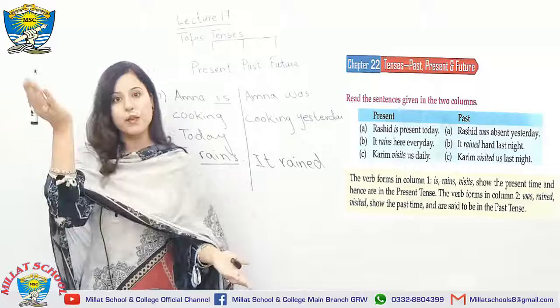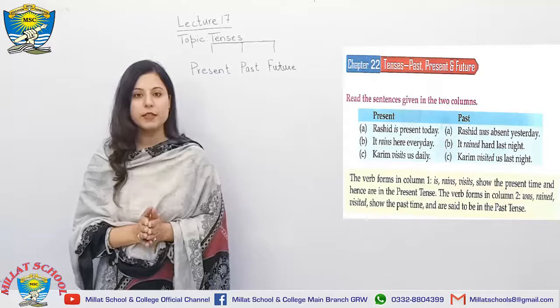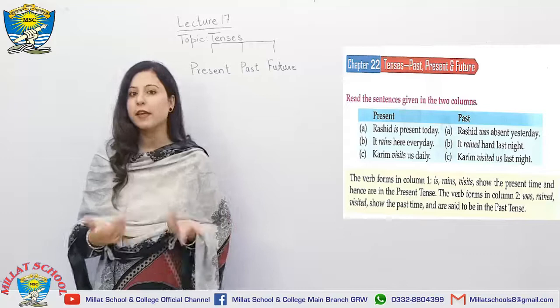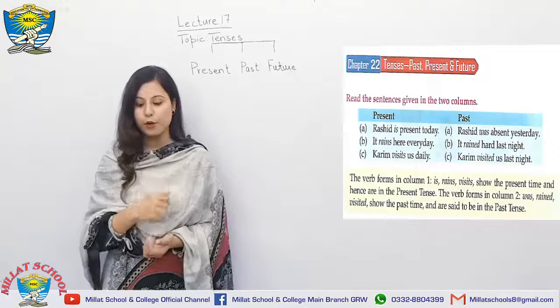Okay, today and daily tell us something that is present. And yesterday and last night tell us something that is past. So now we are able to identify more and more sentences. Have a look at your books, page number 83. This page is very interesting.